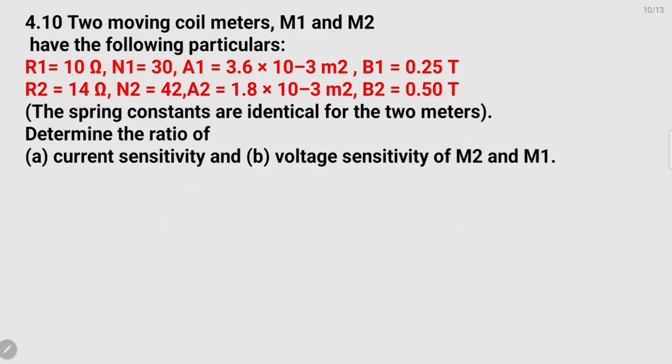Yes, moving on to the 10th problem. Here they have given two specifications: two different magnetic fields, two different areas, two different numbers of turns, and two different resistances. They are asking you to compare the current sensitivity and voltage sensitivity of the moving coil galvanometer. So that is what we have to do.